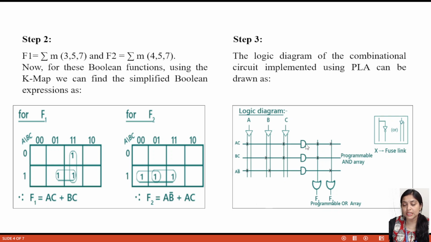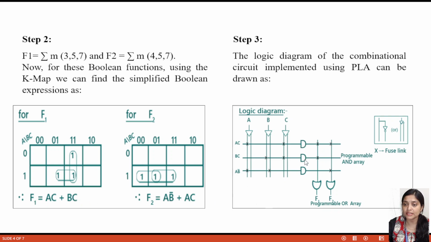Now through all these lines, you can see there is one common term, AC. One input, one output, definitely it will be AC, and there are another two outputs, the BC component and AB bar.